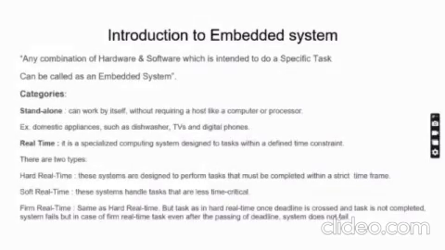Okay, everyone. Then we will talk about the embedded system. An embedded system is a type of electromechanical system. It is a combination of both hardware and software designed to do a specific task. That's called an embedded system. There are two categories of embedded systems: standalone and real time.